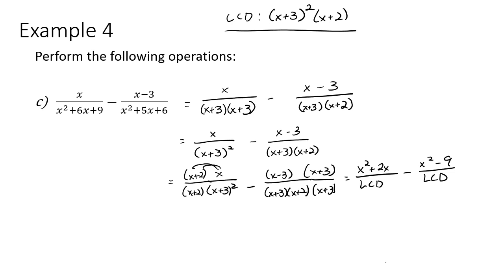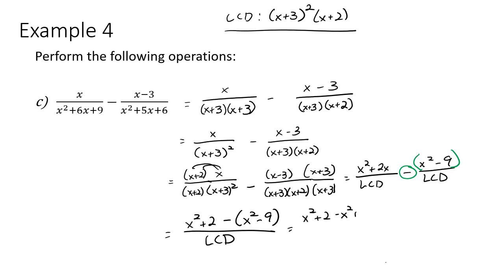Now the other thing you need to really be careful about here, common mistake, is that once you combine these together, if you are subtracting, you also need to subtract off the whole numerator of the second fraction. Please be careful, super common mistake. So this is going to be x squared plus 2x minus all of x squared minus 9, which would change the signs of both. So that's an x squared plus 2x minus x squared plus 9.